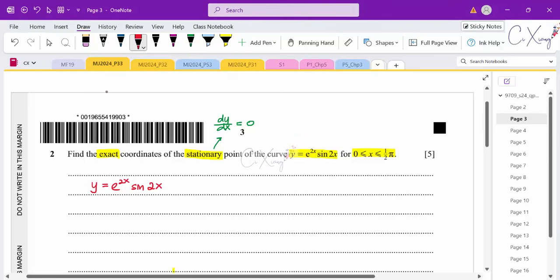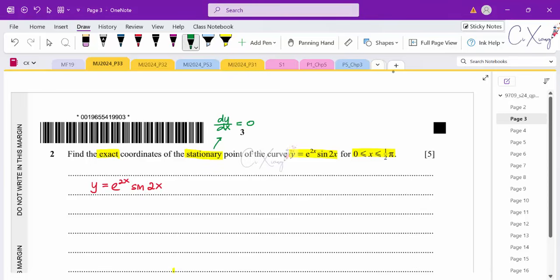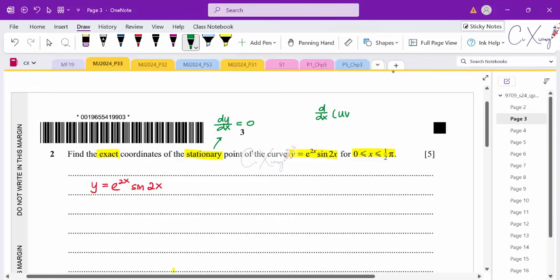Alright, so if you observe this one, you can see that it is the product of two functions. So the product of two functions, you have to apply a product rule, which means that if you want to differentiate the product of two functions u and v, the process is copy the first bracket, differentiate the second, then after that plus, copy the second bracket, differentiate the first. So this is the idea of differentiation that involves the product rule.